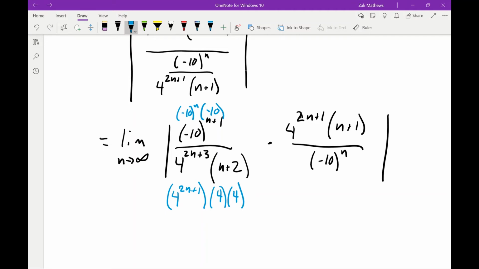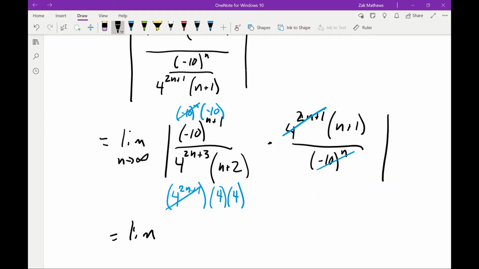Because when we multiply those like bases, we would add their exponents. And so we'd have 2n plus 1 plus 1 plus 1. That'd give us the 2n plus 3. So we can see some cancelization here. These cancel. And then the negative 10 to the n's cancel. And so let's see what we're left with.